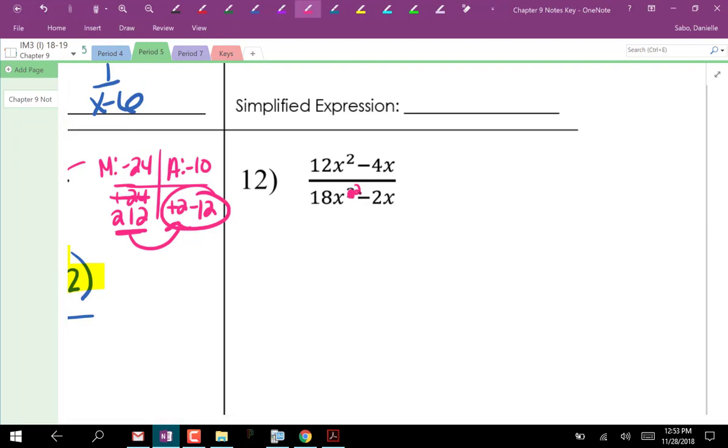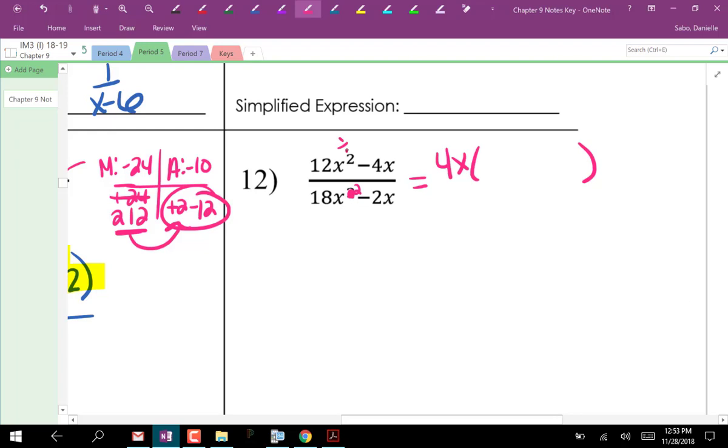Okay. So let's go ahead and do this. What can I factor out? This is called GCF. What can I factor out on the top? What number goes into both? This is GCF. 4. And then how many x's can I take out? 2 or 1? 1. So I have 4x. What is left inside? Let's see.